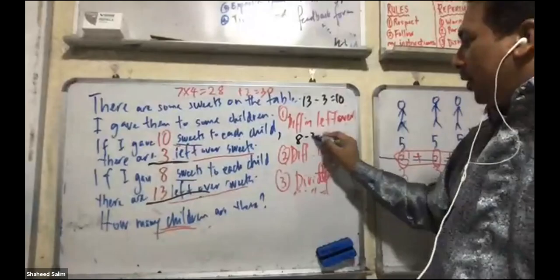Okay, here we go. The difference in leftover down here is 10. The difference in giving, 10 minus 8, is 2. 10 divided by 2, 5, well done.